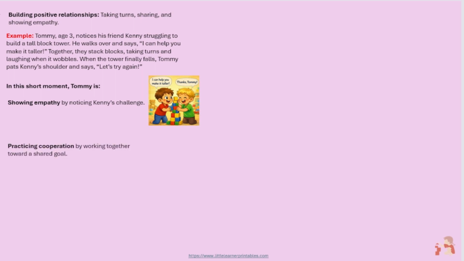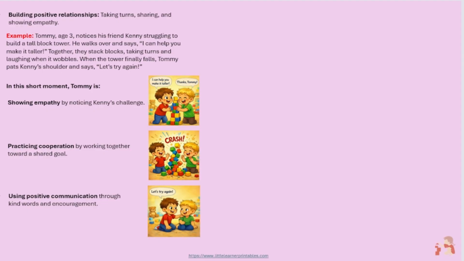Now, let's take a look at building positive relationships next. Building positive relationships means taking turns, sharing, and showing empathy. Here's an example. Tommy notices his friend Kenny struggling to build a tall block tower. He walks over and says, "I can help you make it taller." Together they stack blocks, taking turns and laughing when it wobbles. When the tower finally falls, Tommy pats Kenny's shoulder and says, "Let's try again." In this short moment, Tommy is showing empathy by noticing Kenny's challenge, practicing cooperation by working together toward a shared goal, and using positive communication through kind words and encouragement.